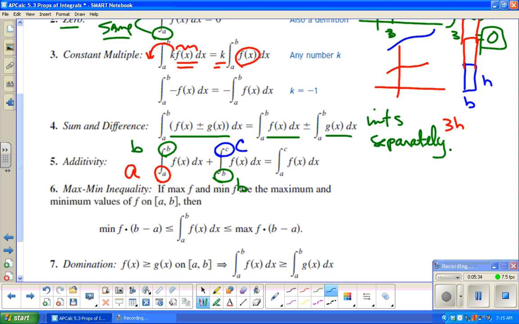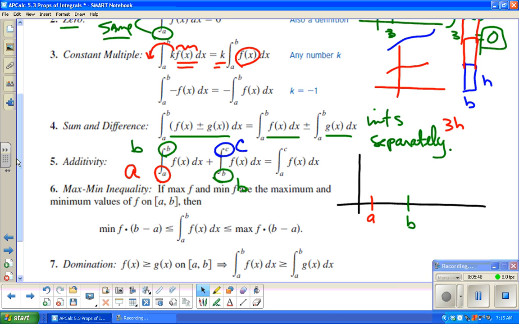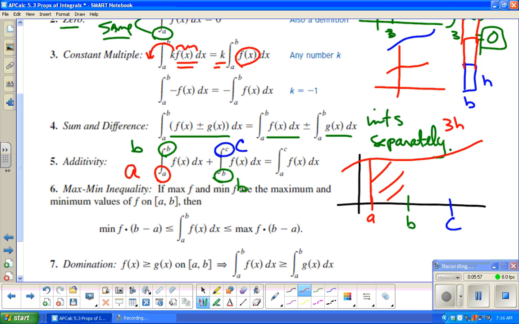And then this is C. So what this is saying is, if I'm looking at the area from A to B, and I'm looking at the area from B to C, this area, or I guess I need some kind of a function in here.